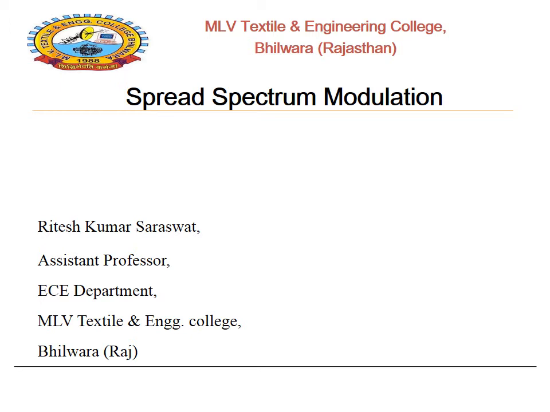Today we will discuss the different types of spread spectrum modulation techniques. Basically, there are two types of spread spectrum modulation: DSSS, direct sequence spread spectrum, and the other one is FHSS, frequency hopping spread spectrum. Firstly, we will discuss what spread spectrum is and why we require spread spectrum techniques.